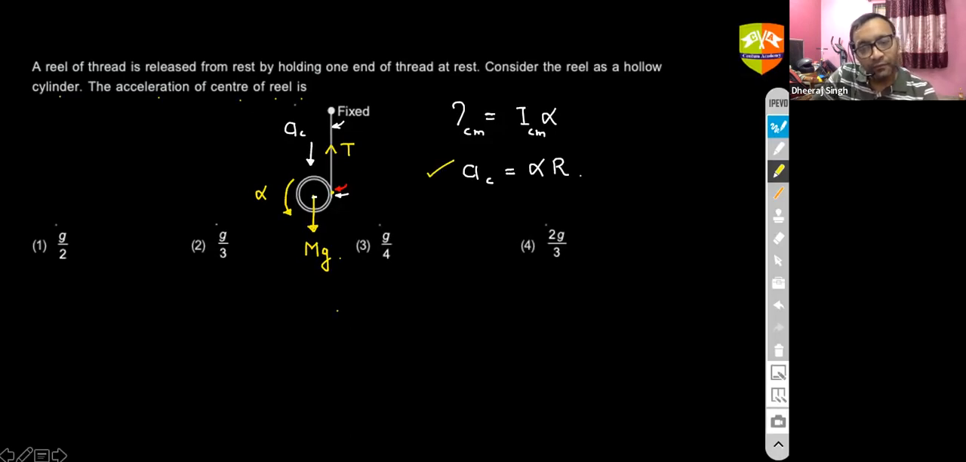That's the constraint equation because of the pure rolling. Then in the downward direction, mg minus T: net force in the downward direction is mass times acceleration of center. And torque about the center of mass is what? T into r. Is there any other torque about the center of mass other than the tension torque?